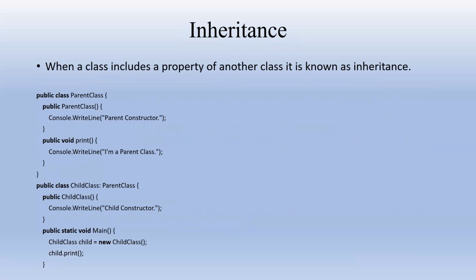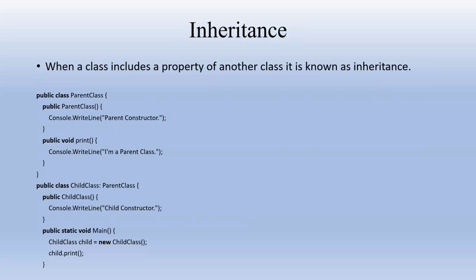Next is inheritance. So when you want a class to inherit another class or to include some features of another class, it's known as inheritance. So the class which is inheriting the other class is known as the child class, and the class which gets inherited is known as the parent class.